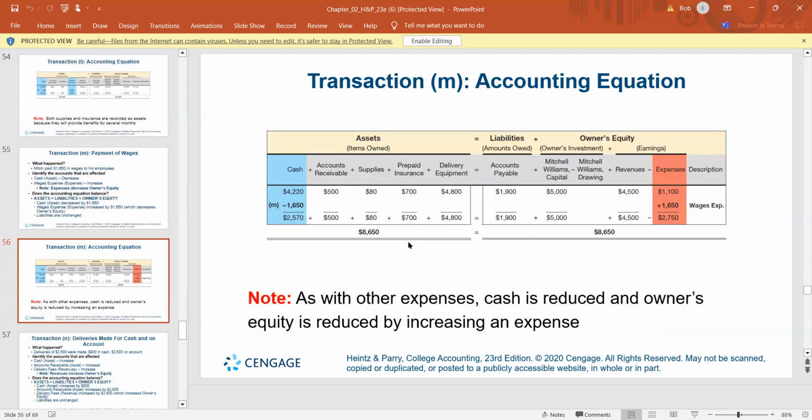So here we go. We spent the money, $1,650, and we increased this expense by $1,650. So far we have revenues of $4,500, expenses of $2,750, still making money. As with other expenses, cash is reduced and owner's equity is reduced by increasing an expense.